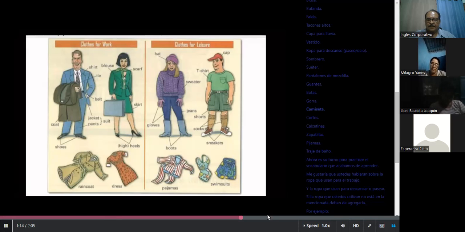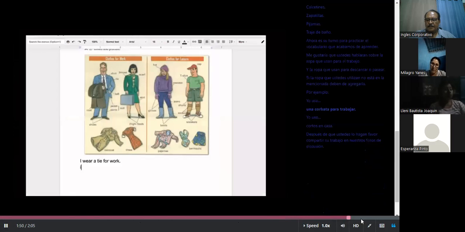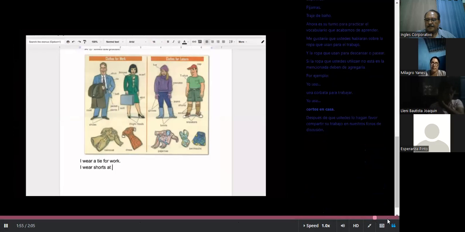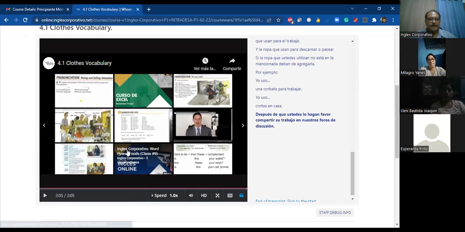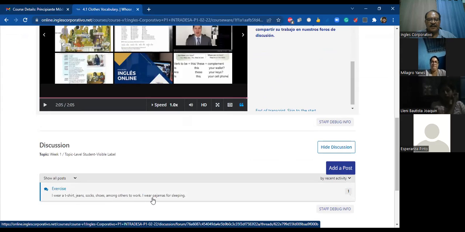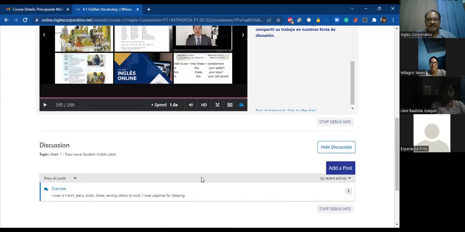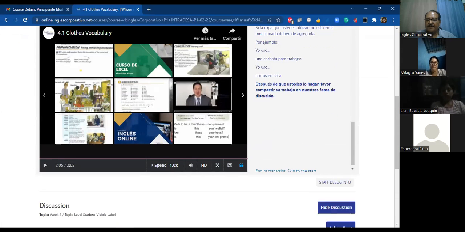T-shirt, shorts, suits. Now it's your turn. Shorts. Okay. So then here, for example, say, I wear a t-shirt, jeans, socks, shoes, among others, to work. I wear pajamas for sleeping. Okay, good. This is a good post. For example, you can write here another one.